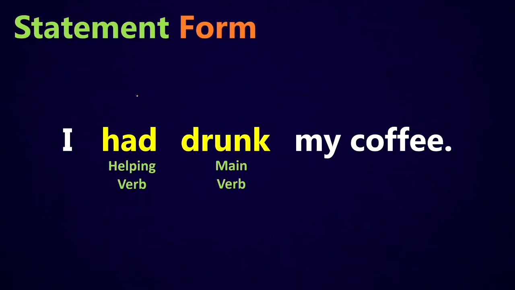So when we're looking at the past perfect in a sentence, it would look like this. For example, I had drunk my coffee. So the helping verb is had, and the main verb is going to be in the past participle form, drunk. So drunk is the past participle of the verb drink. And the past participle is different than the past simple. So the past simple of drink is drank, D-R-A-N-K. But the past participle is drunk. So I had drunk my coffee.